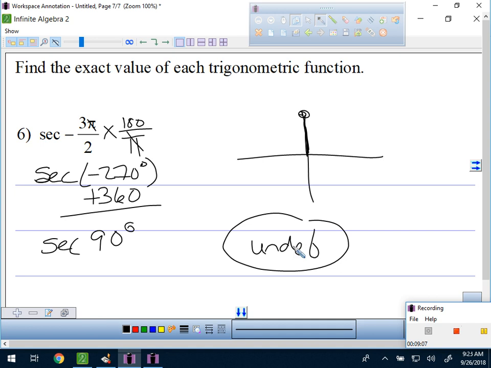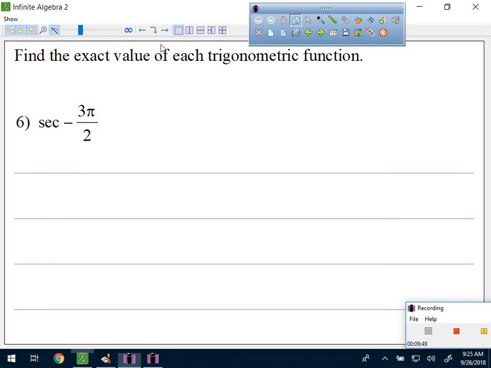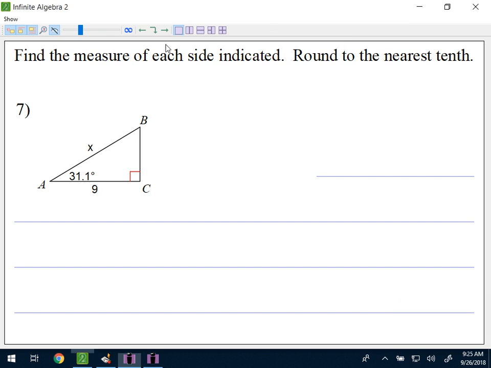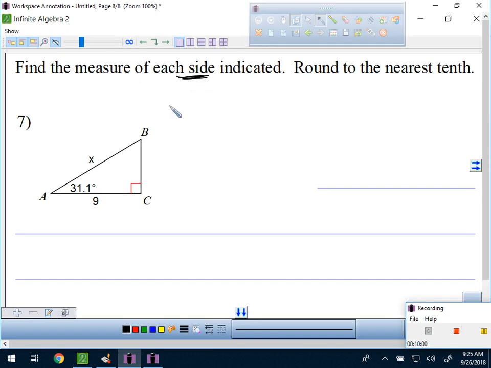All right, test 2. Moving on to test 2. All right, test 2, this was all about right triangle trig. So sine, cosine, tangent, all those trig ratios. For this one it says, find the measure of the side. So remember, we're not going to do inverse because we're trying to find the side. So here's the angle I give you, 31.1 degrees.